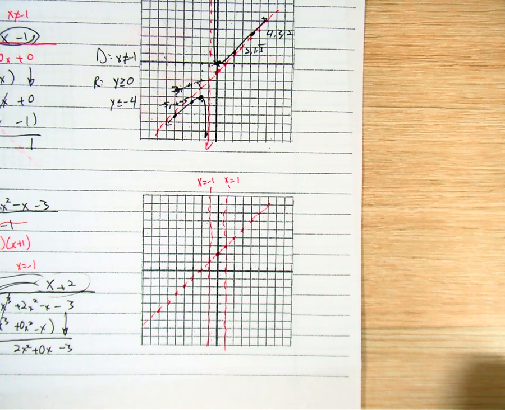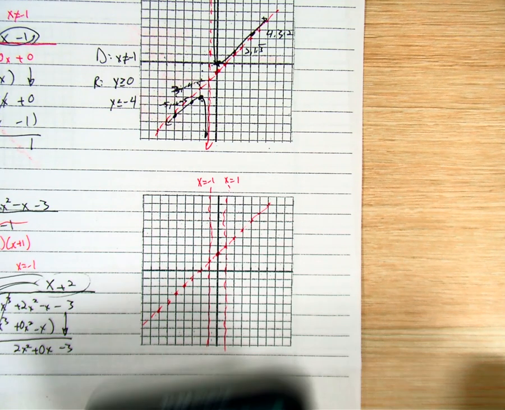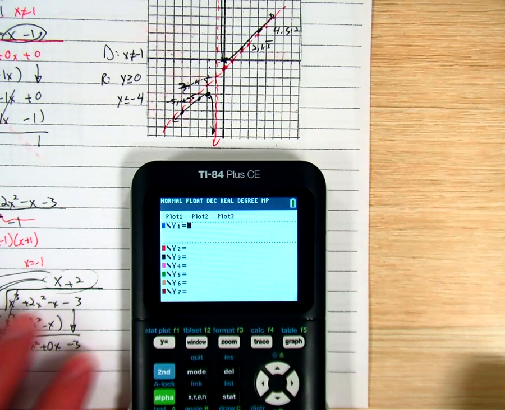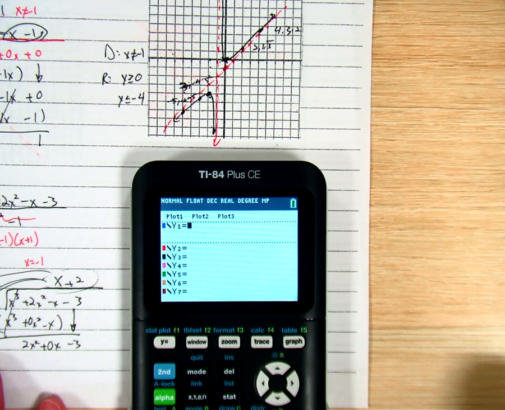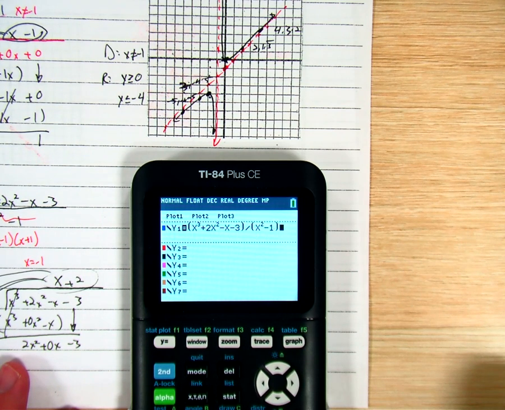This is a long one to type in. But I think it'd be good practice. I mean, if you like the fraction bar and you're using it, go for it. I'm going to use the parentheses again just to keep switching it up every time. So we have x to the third plus 2x squared minus x minus 3 divided by x squared minus 1.